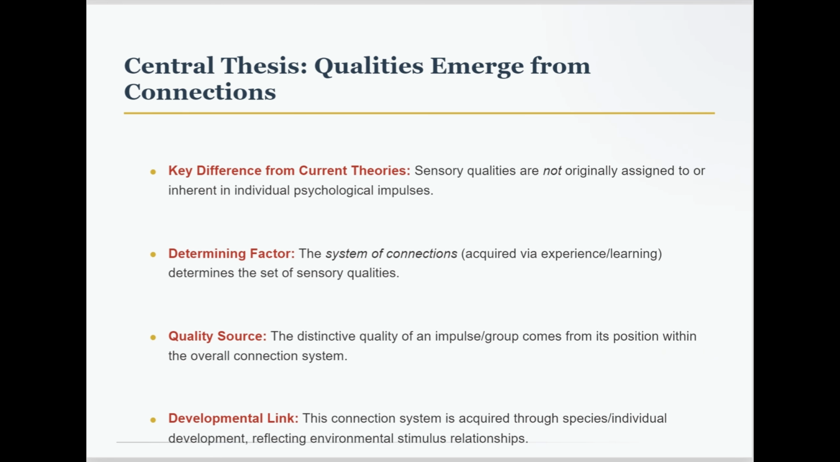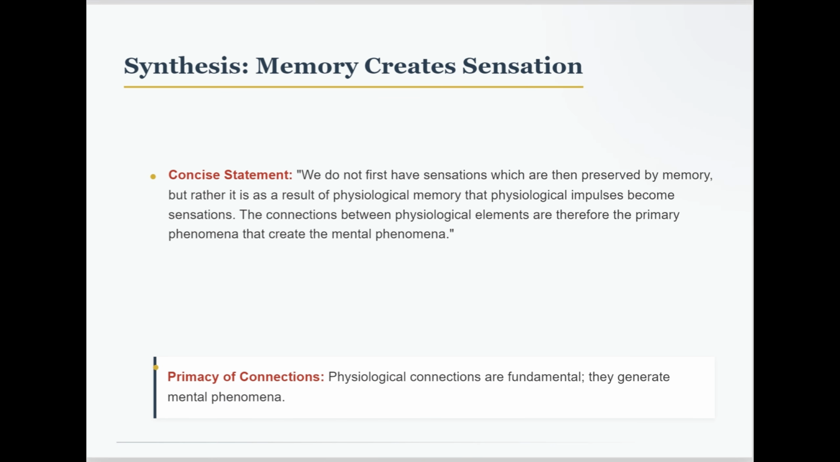This is where our theory really diverges from most existing psychological theories. Most assume that sensory qualities are somehow pre-packaged, assigned to nerve impulses from the start. We say no. We argue that the qualities themselves aren't inherent in the impulses. Instead, the entire set of sensory qualities is determined by the system of connections the neurons have formed. It's the connections that create the qualities. The distinctive quality of a particular impulse or pattern of impulses arises solely from its position within that vast network of connections. And this connection system isn't fixed. It's built up gradually through learning and experience, both during evolution and during an individual's life, mirroring the relationships between stimuli in the environment.